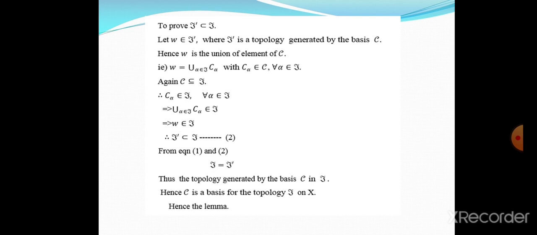From equations 1 and 2, tau equals tau dash. Since tau equals tau dash, the topology generated by the basis script C is tau. Hence, script C is a basis for the topology tau on X. Okay, thank you.